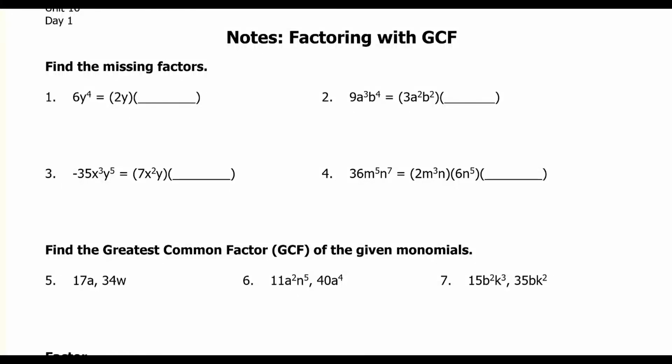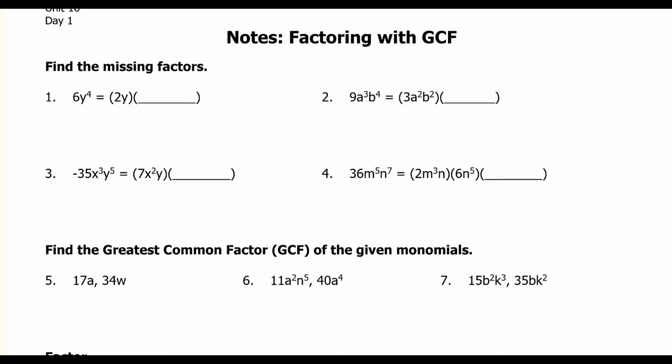Unit 16, Day 1. Factoring with GCF. Okay, so factoring with the greatest common factor. Right now, greatest common factor is basically just the biggest number that will go into two things. And if that means that we have to start looking to variables to be the biggest number, then we just deal with that.